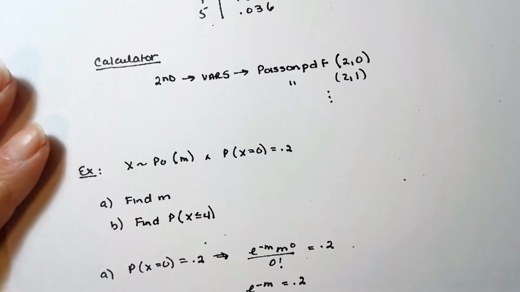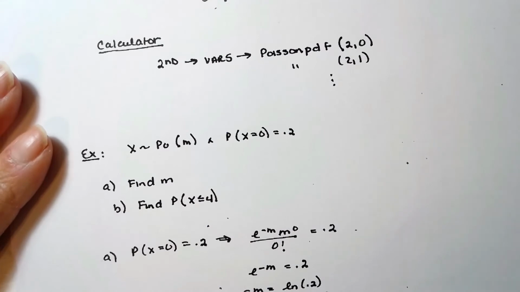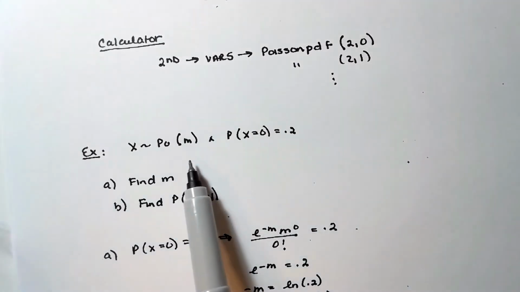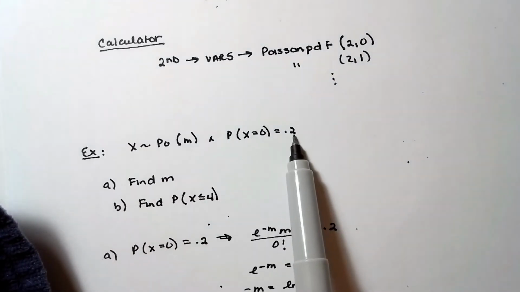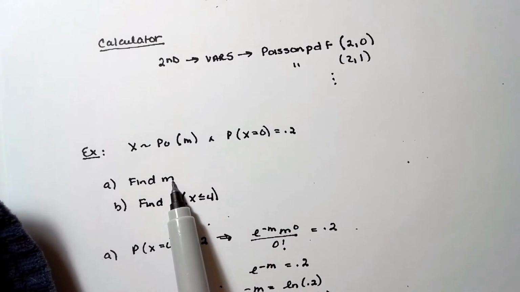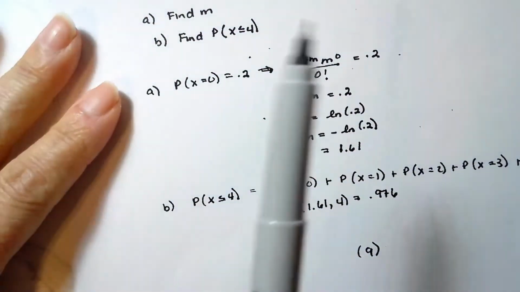Now, sometimes they're going to ask you to find m. They're going to give you some information, and they're going to want you to find some things here. So we have a Poisson distribution with parameter m, and the probability that x equals 0 is 0.2. The first thing they want us to do is find m. Super simple to do.